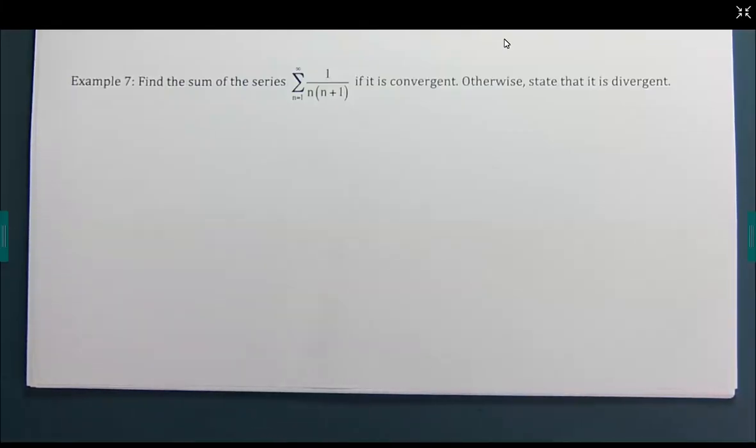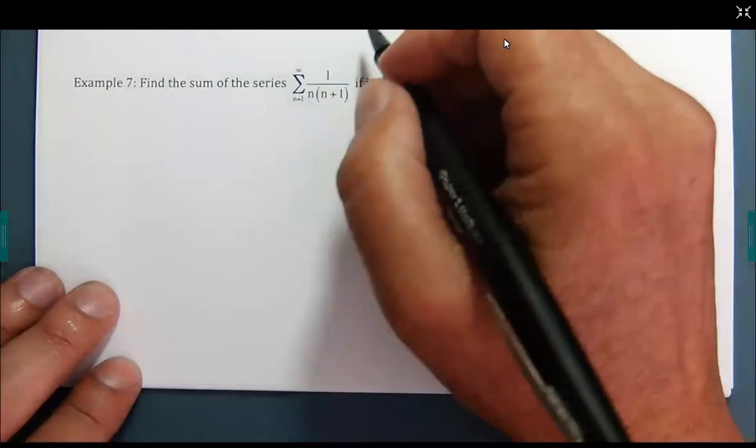Hello and welcome back. This video is the second half of section 11.2. Last time we did a geometric series test to see if a series was convergent or divergent. We're now going to learn two more techniques. The first one, actually we learned a couple things, but for this one, we're going to use something called telescoping.